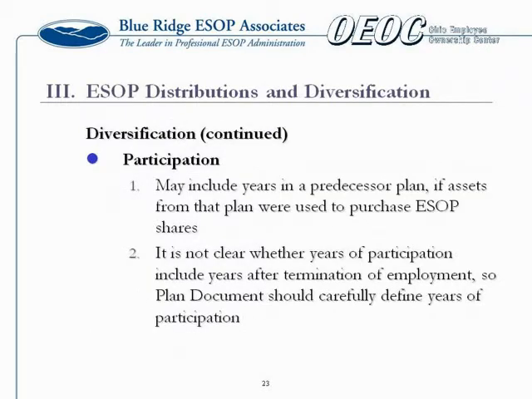And when we look at the definition and we think of the 10 years of participation, those 10 years may include years in a predecessor plan if the assets for that plan were used to purchase ESOP shares. You couldn't include it if it was just a prior plan and there weren't any ESOP shares in there. And there's been discussion about whether years of participation include years after termination of employment. So this is an item where your plan document should clearly define years of participation. Years of participation could include when they were actually a participant in the plan or if they were just actively employed.